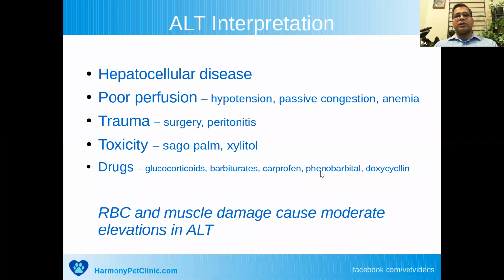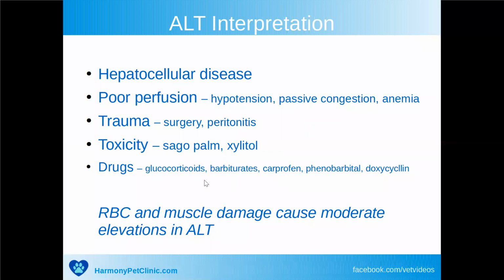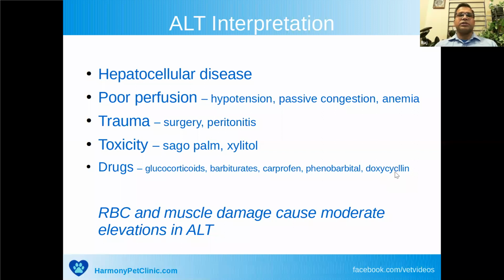Drugs: phenobarbital, very important, which we use for seizures; carprofen, an anti-inflammatory NSAID; glucocorticoids; barbiturates; and sometimes doxycycline I have seen increasing the ALT. Sometimes we put a dog on doxycycline for heartworm treatment, and suddenly ALT is very high, and we stop doxycycline, and within 2 weeks or so, ALT comes back to normal. ALT, in addition to the liver, is also produced by red blood cells and muscles. So any damage to the RBCs and muscles can also cause a moderate elevation in the ALT, which does not indicate liver disease. This is one example where a liver enzyme can be high without any functional alteration of the liver.